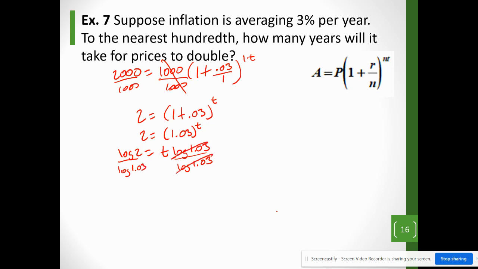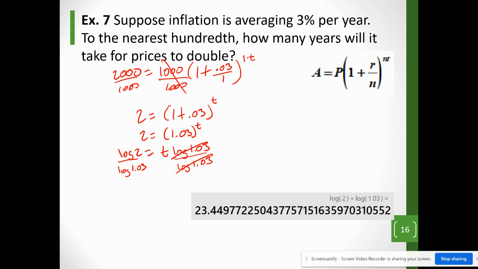Now I'm literally going to type that in on my calculator. Log of 2 divided by log of 1.03 equals, I'm going to call this my t. In this case it is 23.45. So in about 23 years, if the average is 3%, in about 23.45 years, my investment is going to double.